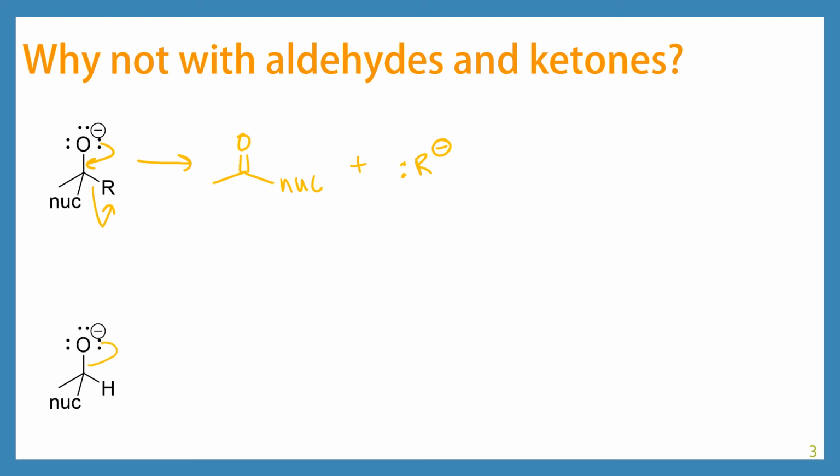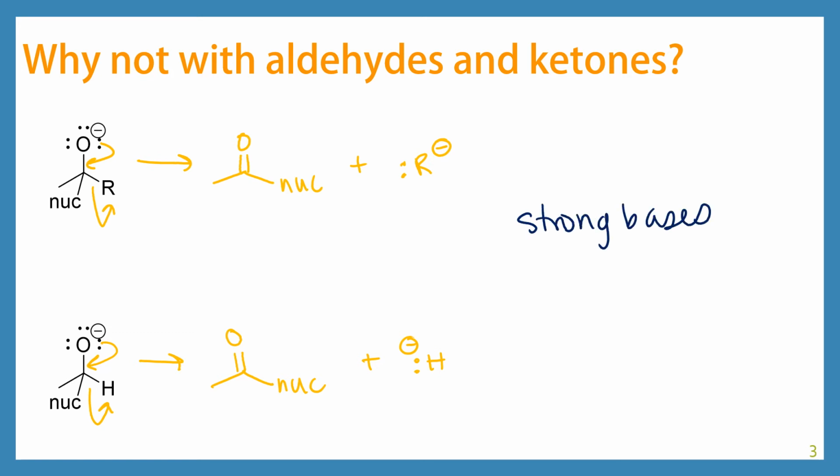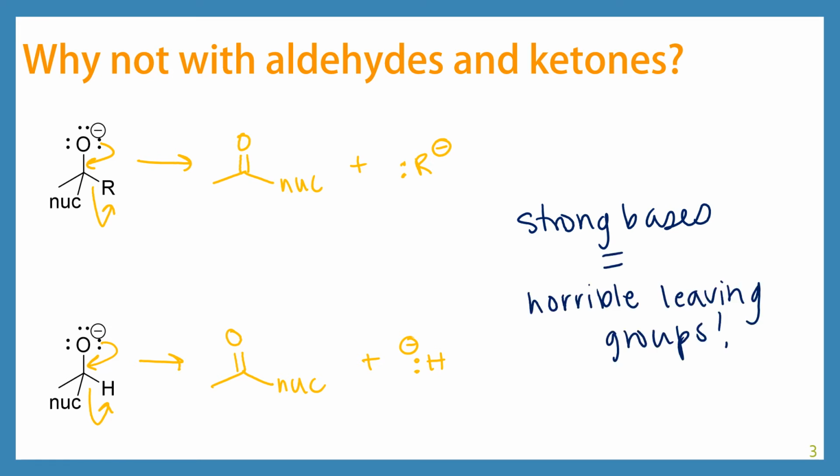If we did this with an aldehyde, we would be kicking out hydrogen, giving us the same substitution product and an equivalent of hydride. Neither of these are good leaving groups. These are both very strong bases and therefore horrible leaving groups. So this is why we don't kick them out. It's because they wouldn't leave even if we did that on paper.